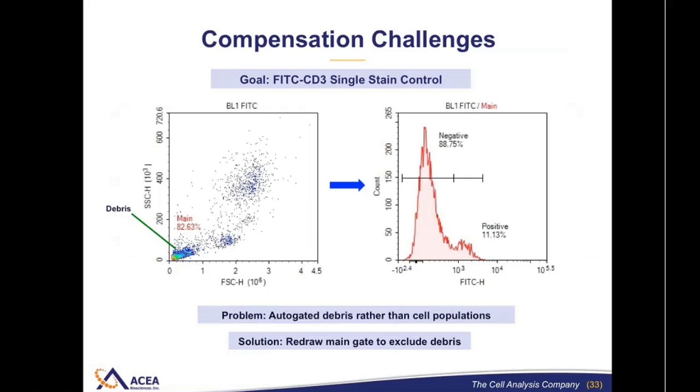In this particular sample, it's also going to be important to include both the lymphocytes as well as the monocytes, macrophages, et cetera, in the main gate, so that both CD3 negative and CD3 positive populations are represented in the histogram.